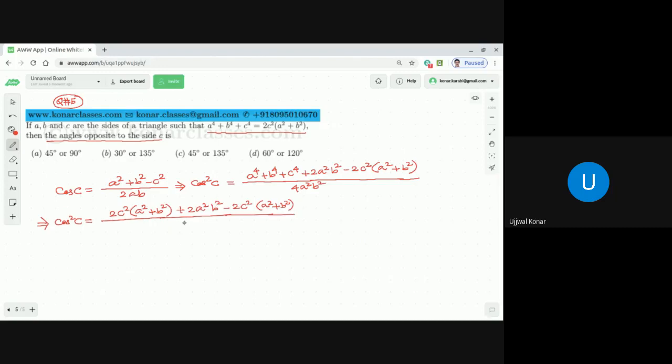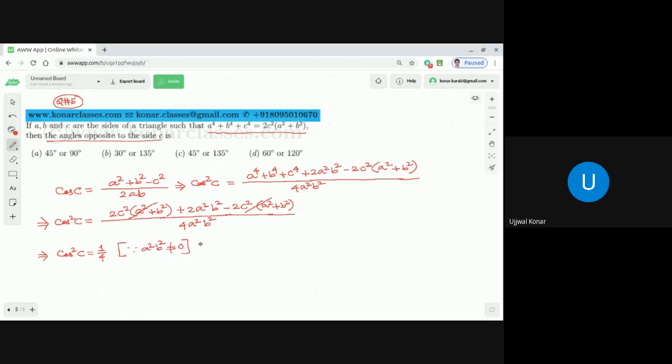So 2c square a square b square, 2c square (a square plus b square), and minus 2c square (a square plus b square) will get cancelled. So these two will get cancelled, no, dear students? So this implies what? a square b square will also get cancelled. So we will get cos square C is equal to 1 by 4, since a square into b square is not equal to 0.